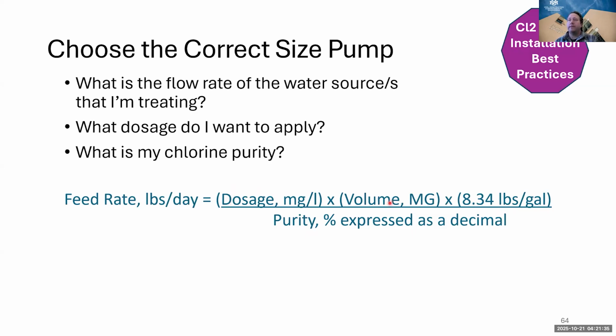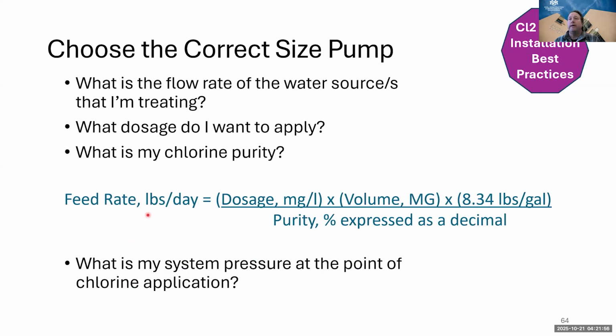I'm trying to treat this volume of water in a day, maybe 500,000 gallons, and I'm using a 12.5% solution strength. Once you plug that in and do all of that math, then that will tell you how many pounds per day or gallons per day you need to be worried about, and then you base your pump size off of that.